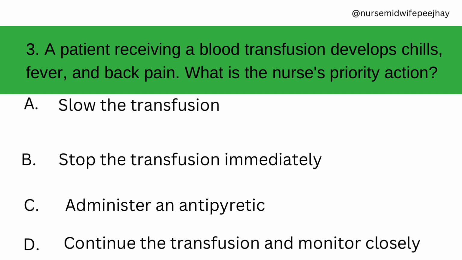3. A patient receiving a blood transfusion develops chills, fever, and back pain. What is the nurse's priority action? A. Slow the transfusion. B. Stop the transfusion immediately. C. Administer an antipyretic. D. Continue the transfusion and monitor closely. Correct answer is B.